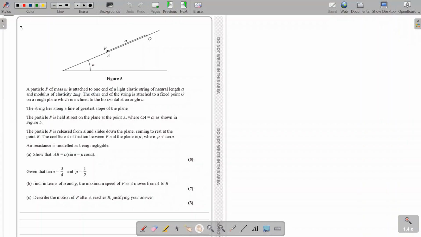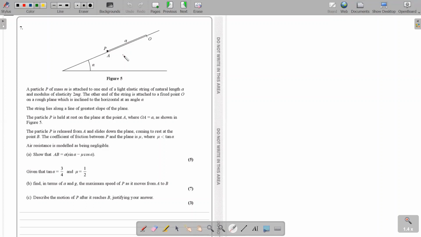They say a particle P of mass m is attached to one end of a light elastic string of natural length A and modulus of elasticity 2mg. The other end of the string is attached to a fixed point O on a rough plane which is inclined to the horizontal at an angle alpha. The string lies along a line of greatest slope of the plane. The particle P is held at rest on the plane at the point A, where OA equals A, as shown in figure 5.